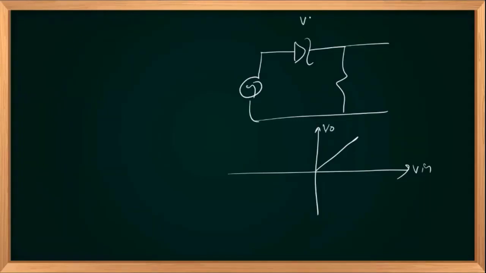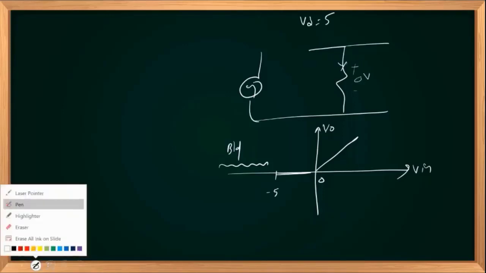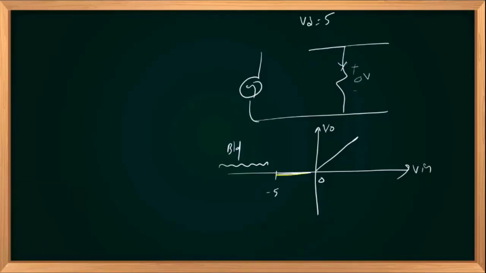Then if Vz is 5, if the input is less than minus 5, it breaks down. Here it breaks down. And from 0 to minus 5, it is in reverse mode before breakdown. Current equal to 0. This branch current equal to 0, the diode acts as an open circuit. So the drop across this resistance will be 0, as we discussed earlier. V out will be 0.